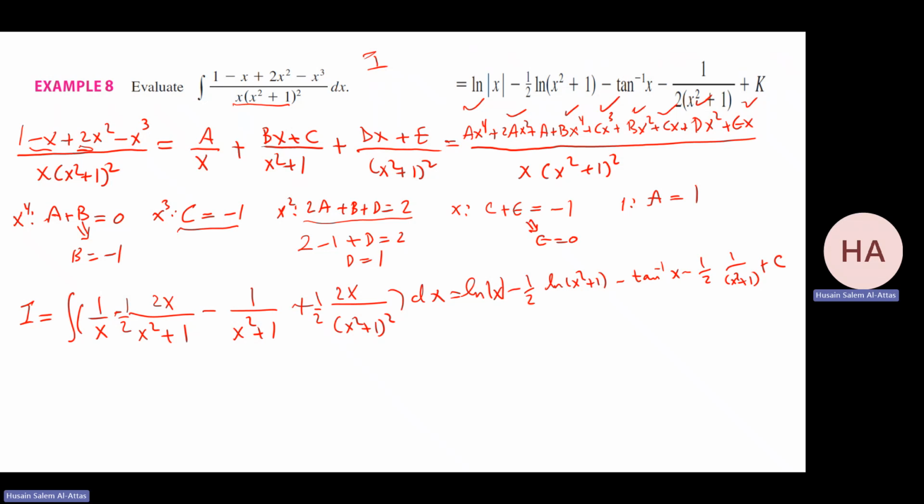Yes, ln absolute value of x, -1/2 ln of x squared plus 1. No need for the absolute value since it is positive. Minus tan inverse of x, -1/2 times 1 over x squared plus 1 plus c. Okay, so that gives me the answer.